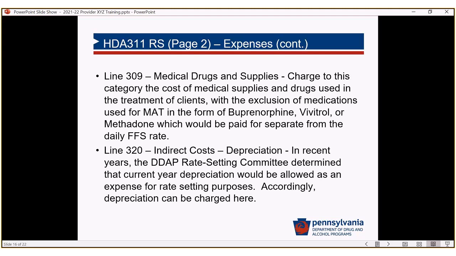The granting of an XYZ rate for 3.7 does not necessarily mean that an SCA can contract with you. That can't be done before DDAP credentials you as a 3.7, and that process is ongoing between now and the springtime. So back to our expenses. Line number 309 is medical drugs and supplies. We're asking you to charge to this category the cost of medical supplies and drugs used in the treatment of clients, but we have excluded specifically medications used for MAT in the forms of buprenorphine, Vivitrol, and methadone, which will be paid for separate from the daily fee-for-service rate.